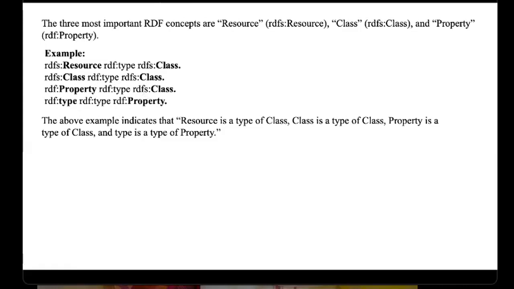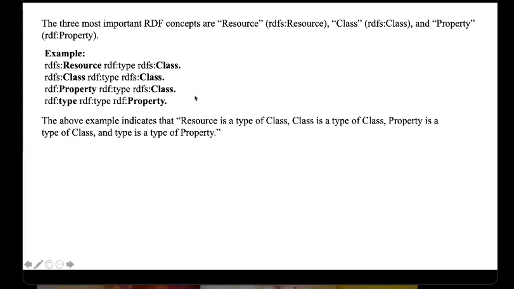This means that resource is a type of class. Class is a resource and is a type of class. Class again is a type of class. Property is a type of class, and type is a type of property.